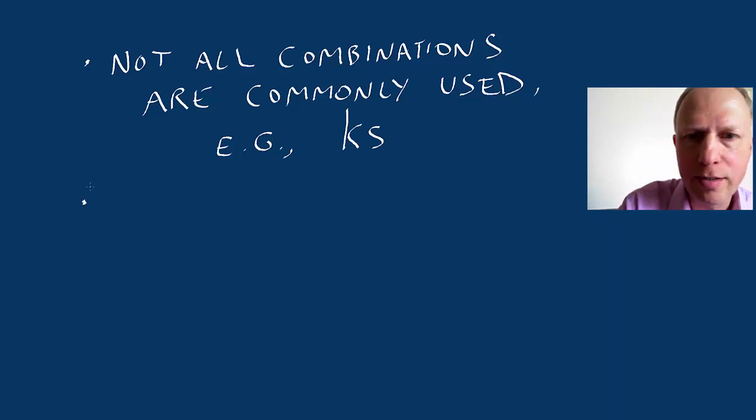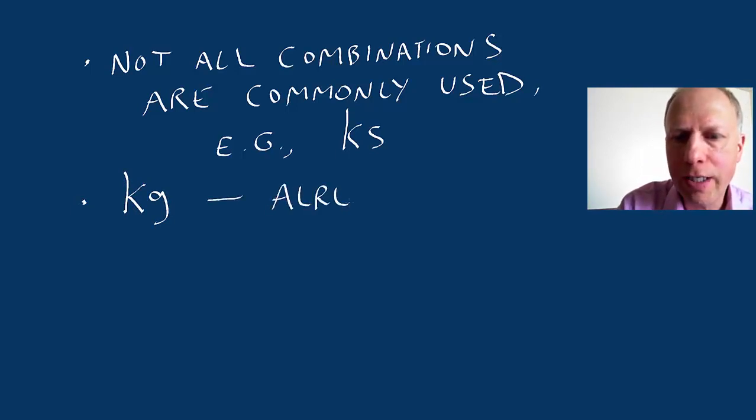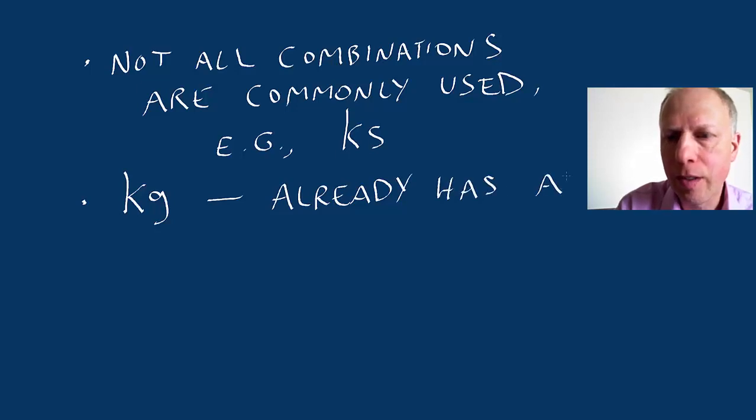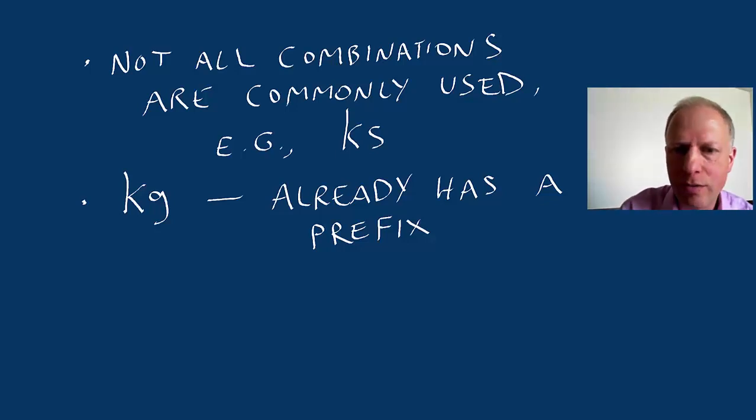And a more serious matter is the kilogram. Kilogram is the only base unit that already has a prefix. Gram is not the base unit, but we attach the prefixes to gram. So here's why that's an issue.